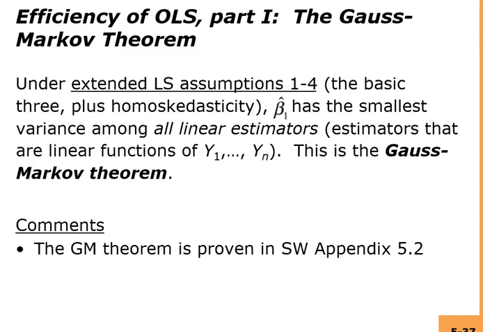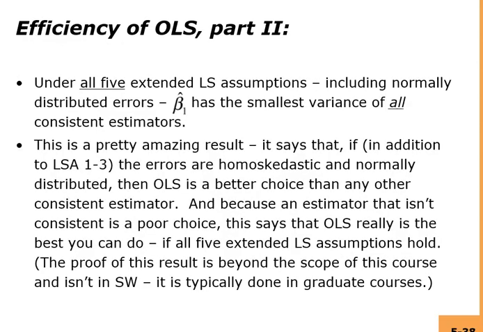So under the extended OLS assumptions 1 to 4, which were highlighted in the previous slide, beta 1 hat has the smallest variance, and once again I encourage all of you to go and see the Gauss-Markov Theorem, which basically shows why that is the case. And as far as the efficiency of OLS is concerned, all 5 of the OLS assumptions, including the assumption that the errors are distributed normally, would basically signify that beta 1 hat has the smallest variance of all consistent estimators.